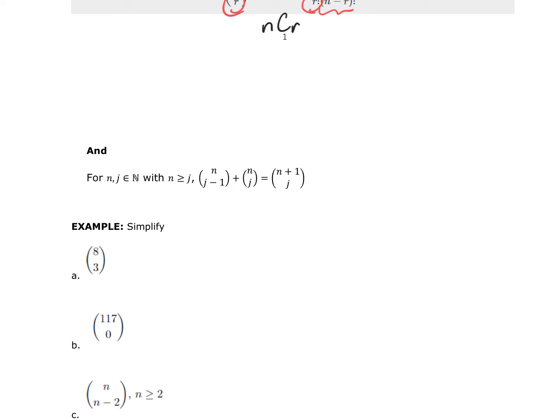Another little thing that we get is if n and j are both natural numbers, that's what this means, that n and j both come from the natural numbers, and n is larger than or equal to j, then if I have n choose j minus 1 plus n choose j, I end up with n plus 1 choose j. The proof is in your book for your viewing pleasure, but that's just a little bit of information we may or may not want to ever use.